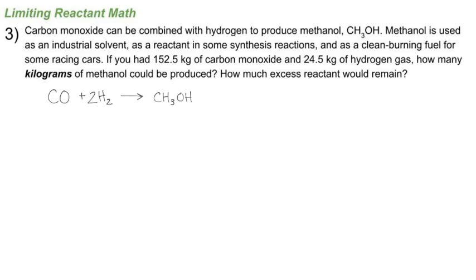Now I need to figure out which of my reactants is going to be limiting, and I'll do that by converting my 2 given values, so the 152.5 kilograms of carbon monoxide and the 24.5 kilograms of hydrogen, to an amount of product. I'm just going to convert to moles of product, or moles of methanol.